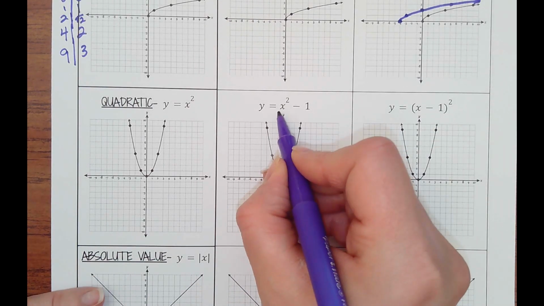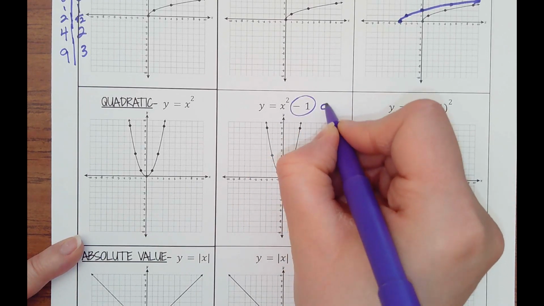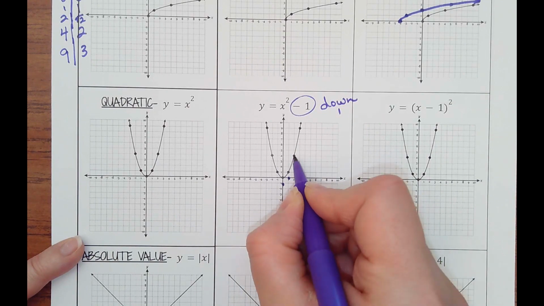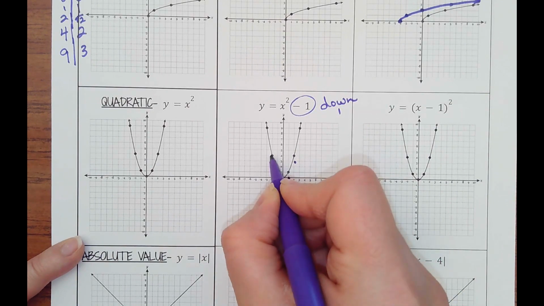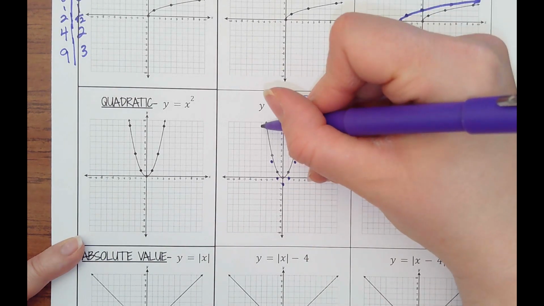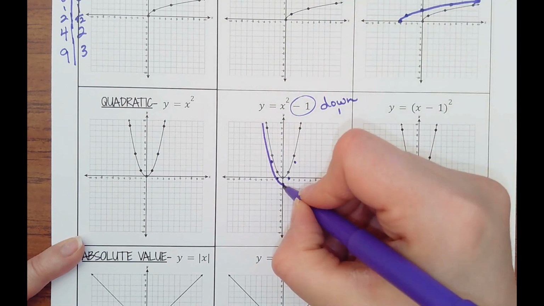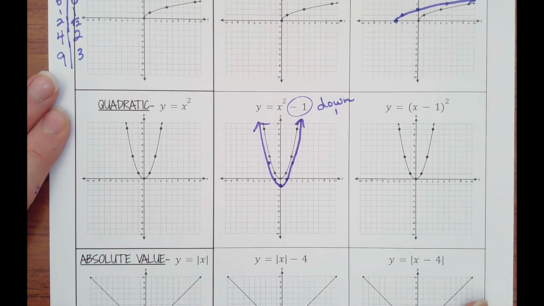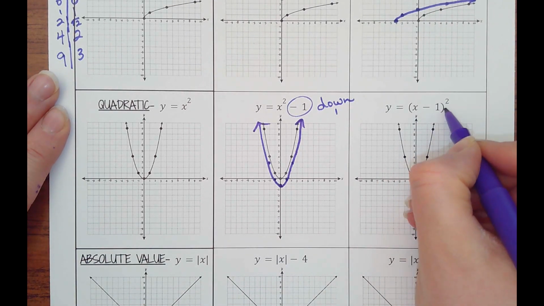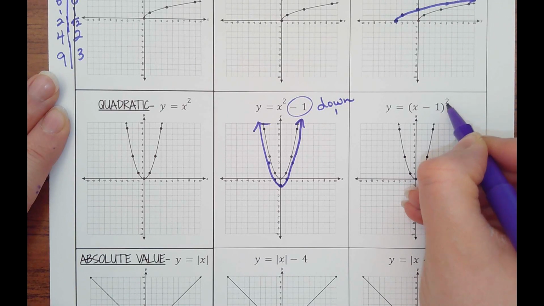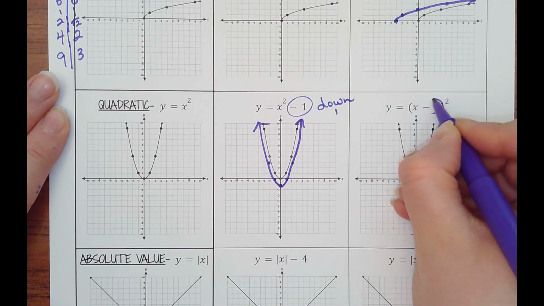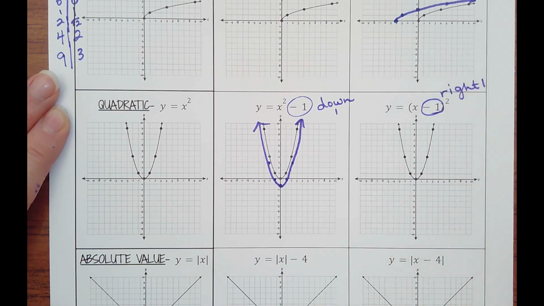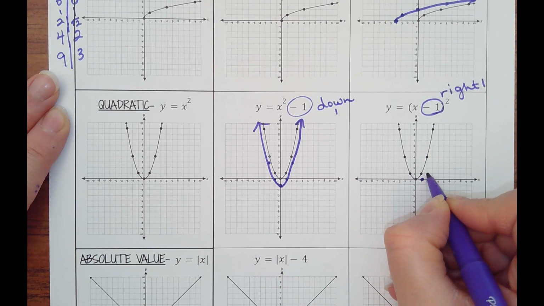If I have y equals x squared minus 1, this means it goes down 1. So move every point down a unit from where it was. So then it would be like this. If I have x minus 1 in parentheses, then squared, remember it's the opposite of this, it actually went right 1. So I would move every point to the right 1.